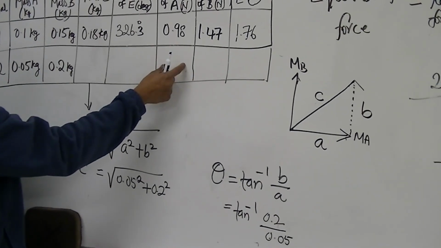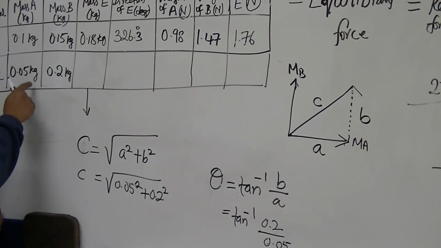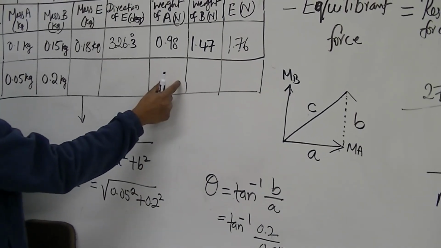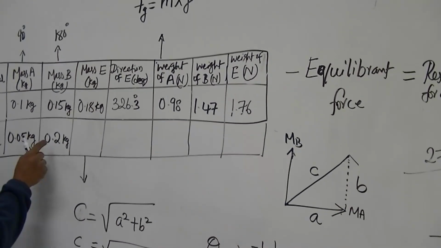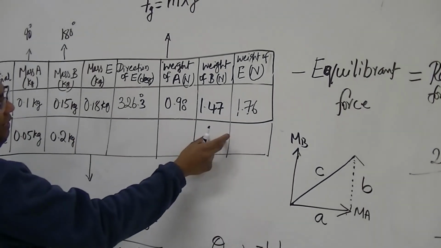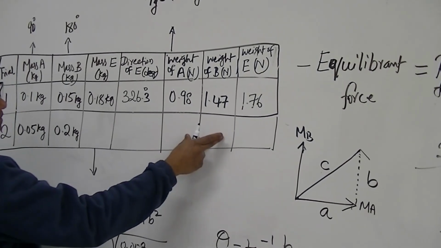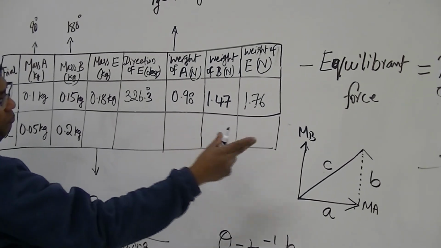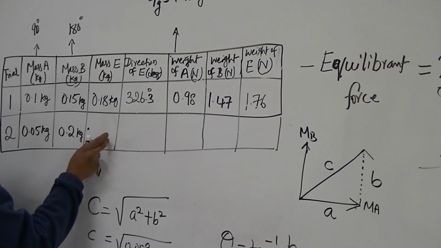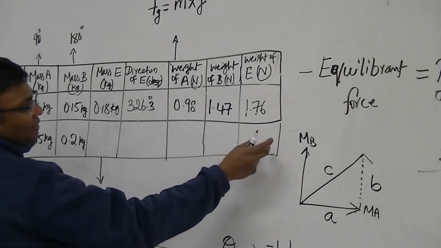Now, how do you get the weight of A? You multiply 0.05 times the acceleration due to gravity, which is 9.8, you will get this value. Then you do 0.2 times 9.8 and you will get the weight of B. Once you got these two weights, pulling forces, you can either use Pythagorean theorem to get this, or whatever resultant mass you get, you multiply this times 9.8, you will get this answer.